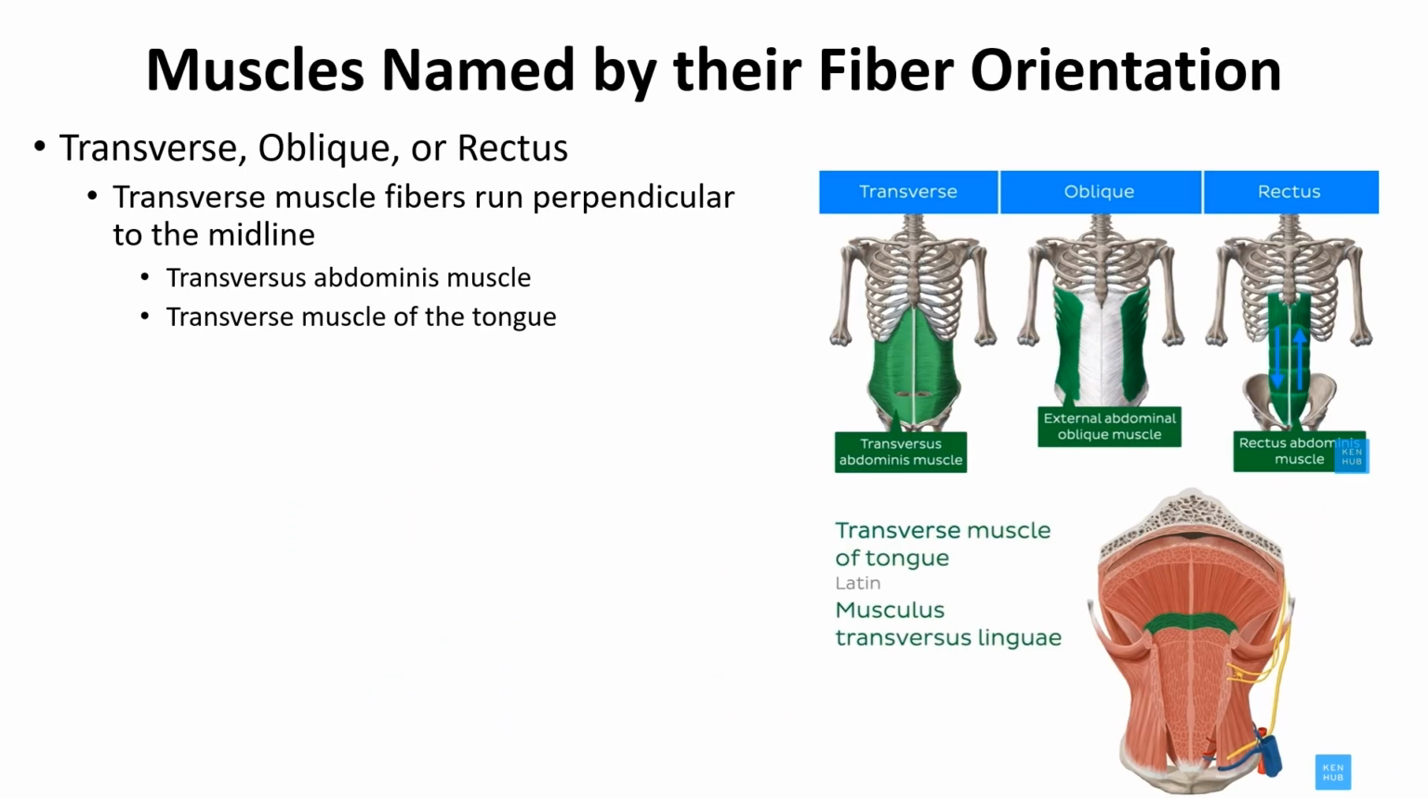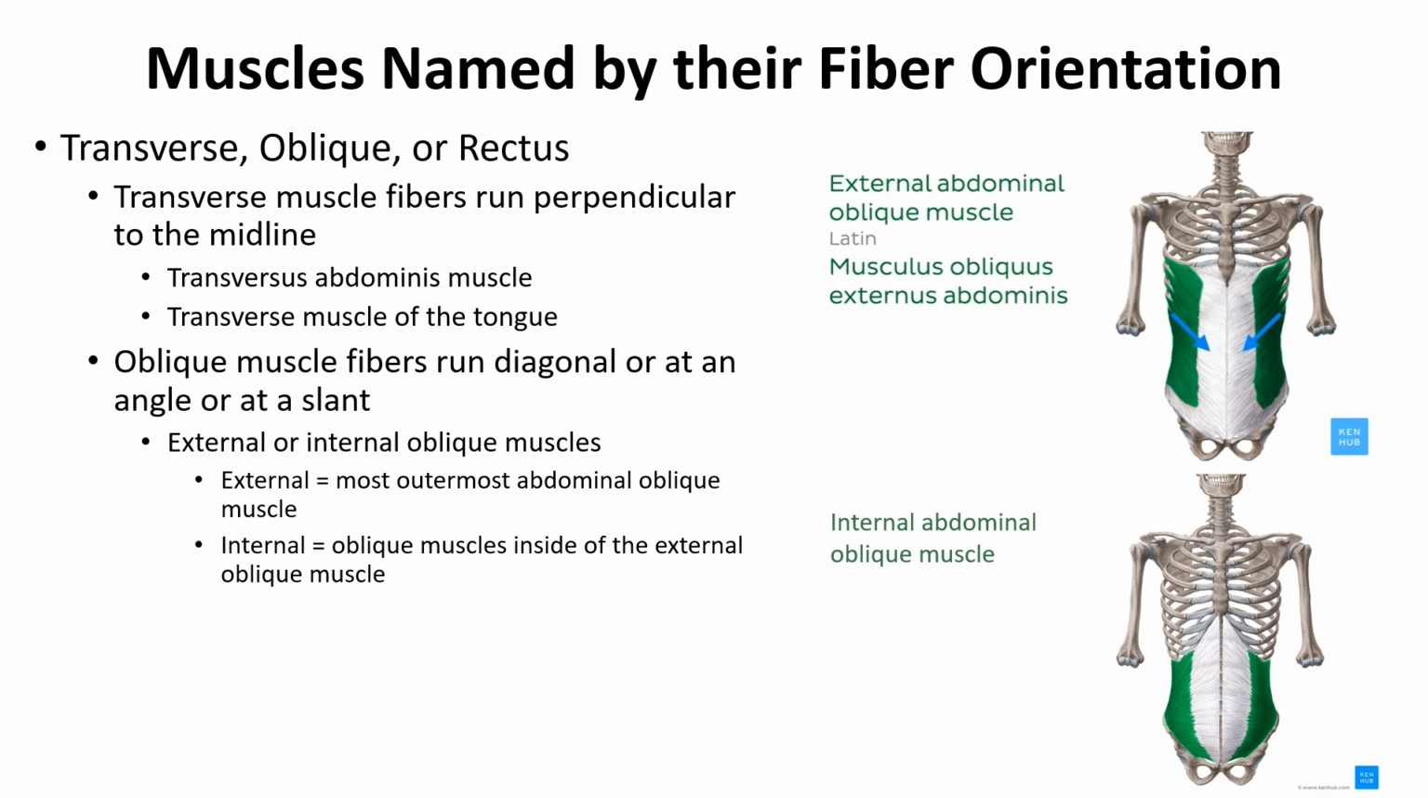The orientation and location of the fibers in a muscle can determine its entire name. There are three types of fiber orientation: transverse, oblique, and rectus. Transverse fibers run perpendicular to the midline. The Latin word transversus means transverse, from side to side. Two examples here: transversus abdominis muscle, transverse muscle of the tongue.